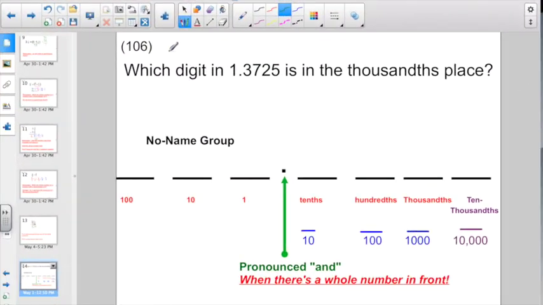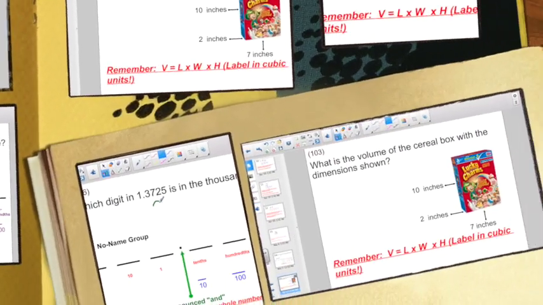One coming at us from lesson 106 that says, in 13,725 10,000ths, which digit is in the thousands place? The first one is the tenths. The next one to the right of the decimal point is the hundreds. The thousands place is 3 to the right of the decimal point. So tenths, hundreds, thousands. So which digit is it? That digit would be 2.